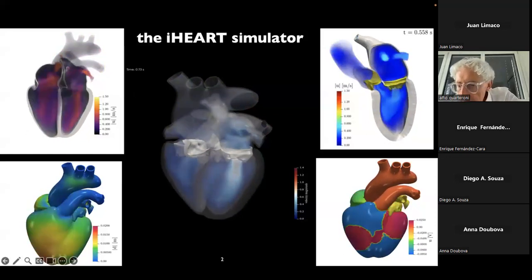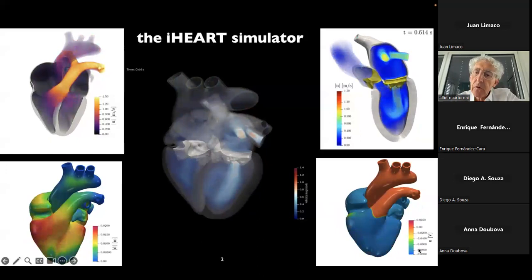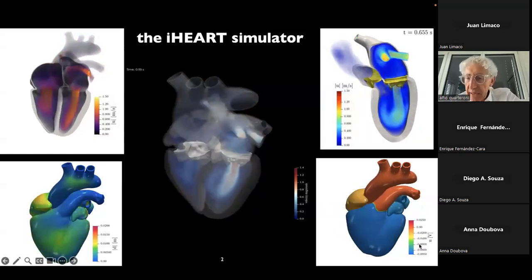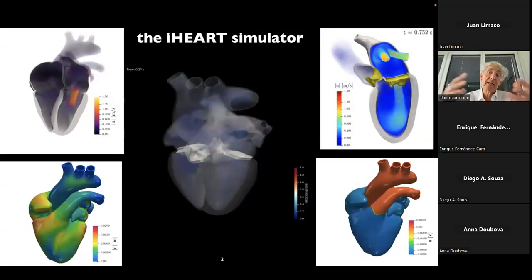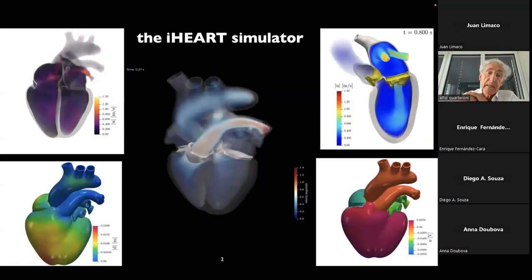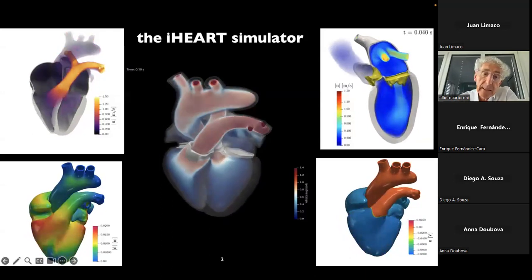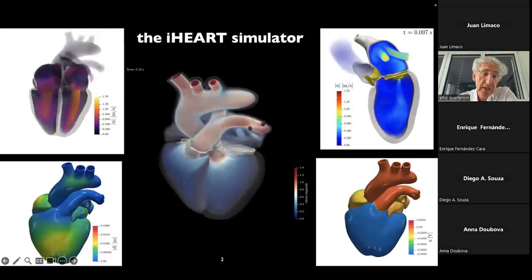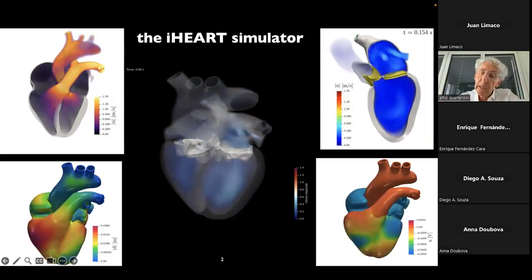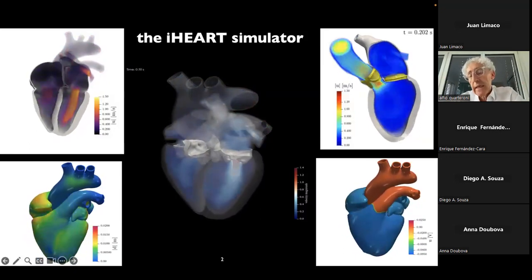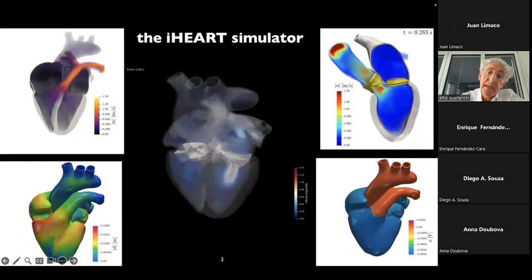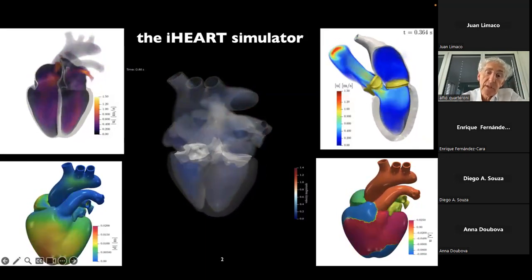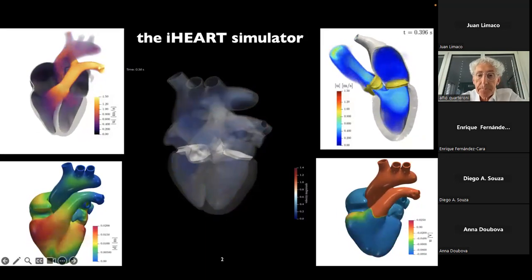And what you see down here is the electrical component of the variable, and this is the so-called transmembrane potential. Because in the heart, you have many different physical variables. You have the fluid, which is the blood. You have the structure, which is the deforming myocardium. You have the electrical field, which is generated at every single heartbeat. And what you see in the middle is the complete heart beating with the fluid dynamics in the whole heart.